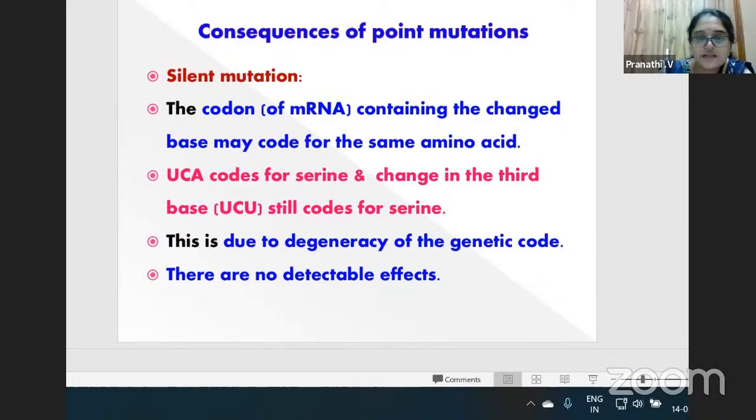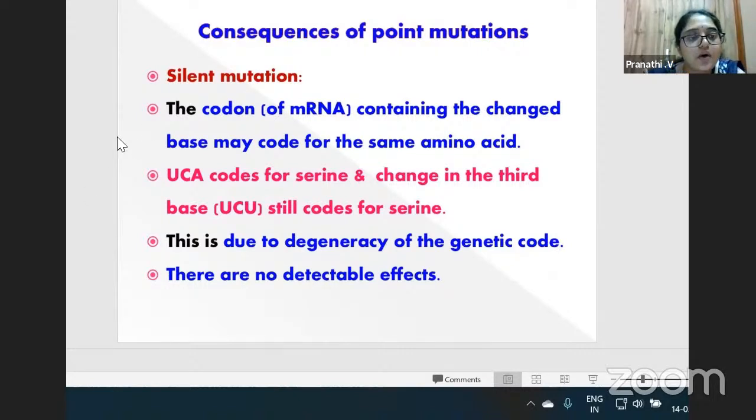For example, in the case of sickle cell anemia or disease, adenine is replaced by thymine at the 17th position, because of which, instead of glutamic acid, you get valine. It starts encoding for valine. So this sixth amino acid becomes valine instead of glutamic acid. This results in the sickle cell disease.